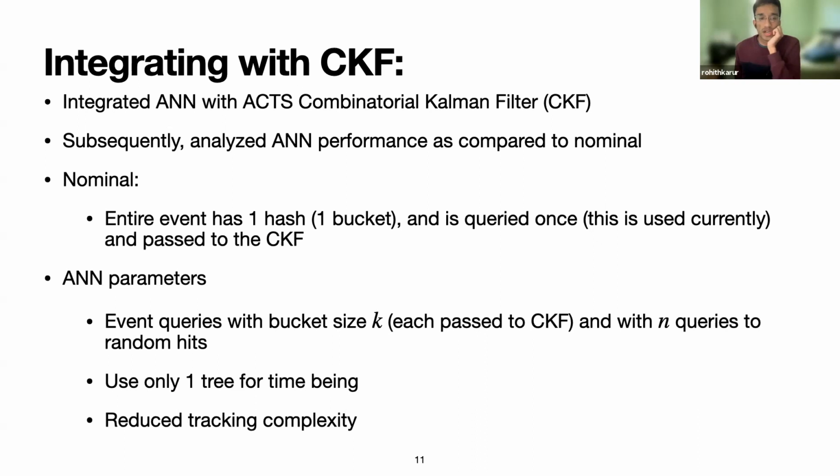So the next step we do is we integrate our ANN with the ACTS Kalman filter, and then we analyze our ANN performance as compared to the nominal, which is the case where we have one giant bucket with all of the event points past the Kalman filter. And this is what is currently done. The ANN parameters we're going to use are K for bucket size and N for the number of queries.